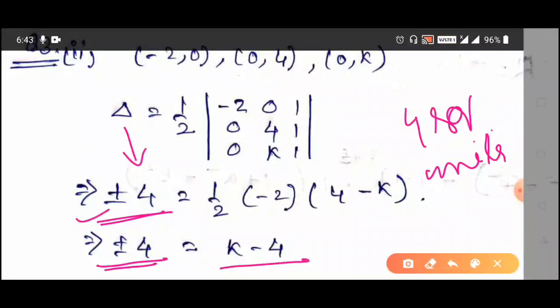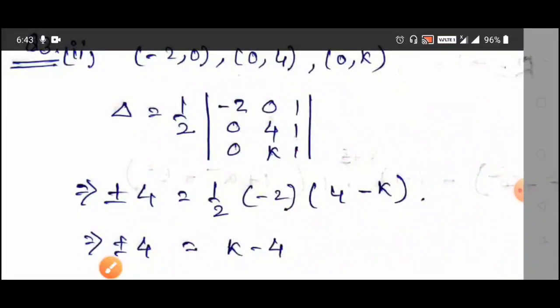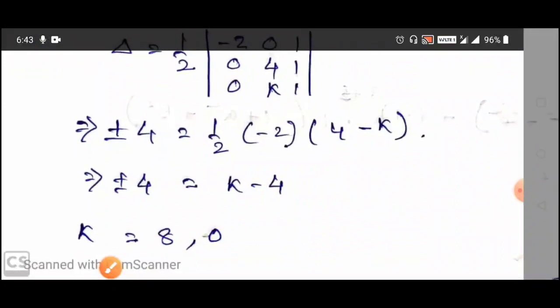Now we will do the calculation like 4 is equal to k minus 4. So from here we will get k is equal to 8, and again we will do -4 is equal to k minus 4. So from here we will get k equal to 0. So the values of k will be 0 and 8. So this is our part 2 of question number 3.